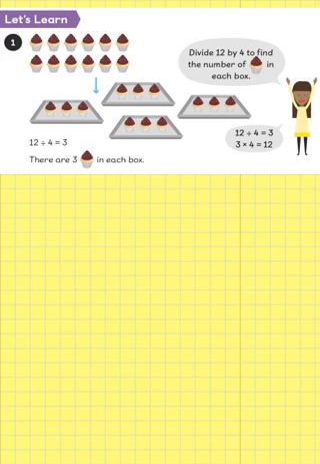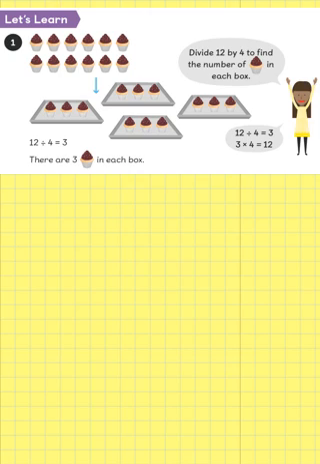Now that you've come up with your own ways, we're going to have a look at our Let's Learn tasks, and we're going to see how this is going to help us to understand when we are dividing by 4 equally how our answer is going to be understood.